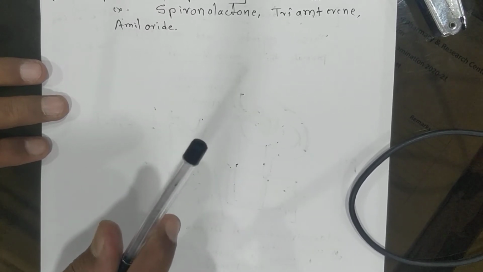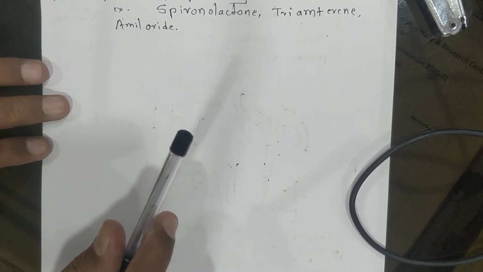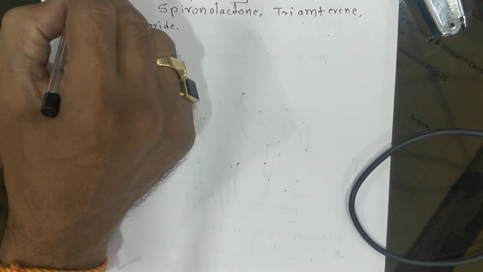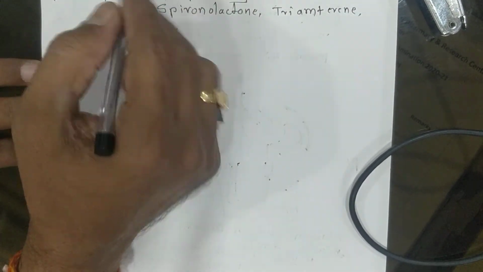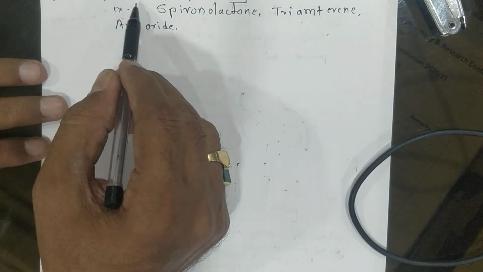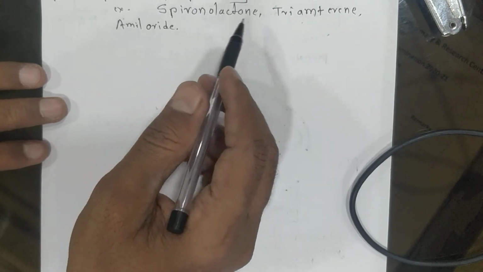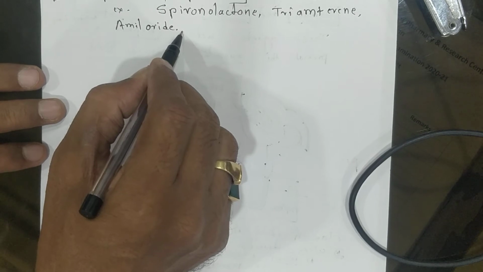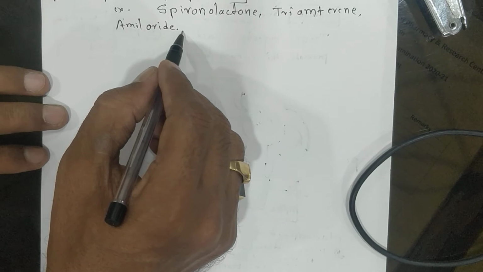Example, chlorothiazide. Third, the very potent diuretics, most commonly used, always used: furosemide and ethacrynic acid. The marketed name is Lasix. Potassium retaining diuretics. Examples are spironolactone, triamterene and amiloride. Okay. Now these are the classifications.